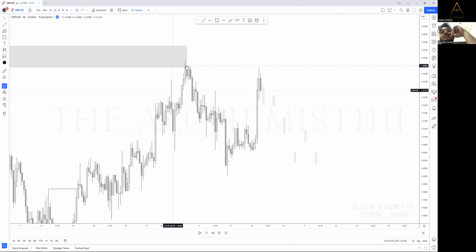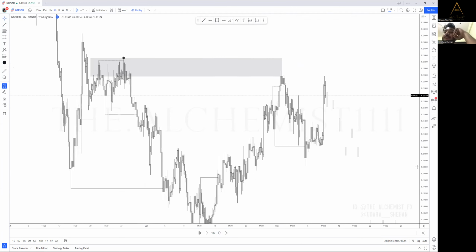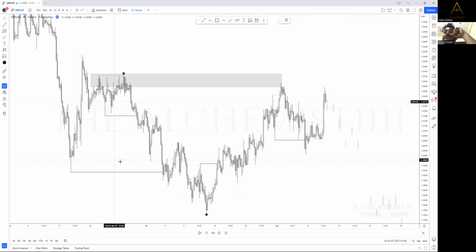Okay, so wait. So now what happened? The 4-hour has tapped into the weekly point of interest, and the 4-hour did a stop hunt and gave us what? A major breakout structure. After tapping into a weekly zone, now what do you know? Daily is bearish, which means the major breakout structure is bearish. The counter trend has also turned bearish. Can you see that? Bearish. So what is it? The range expansion. It is the range expansion, right?